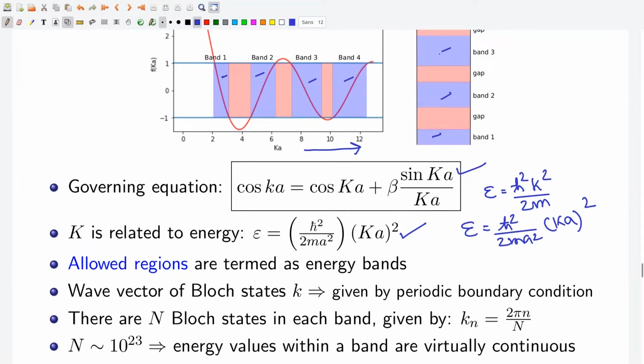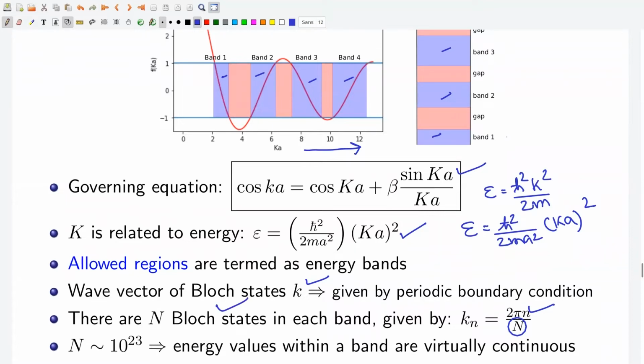They are shown in ascending order, that is, band 2 has higher energy than band 1, band 3 has higher energy than band 2, etc. Remember that small k is the wave vector of the Bloch states given by the periodic boundary condition. If there are capital N lattice points in the 1D lattice, allowed values are k_n equals 2 pi small n divided by capital N. That is, there are capital N allowed values of k. This implies that there are N Bloch states in each band.